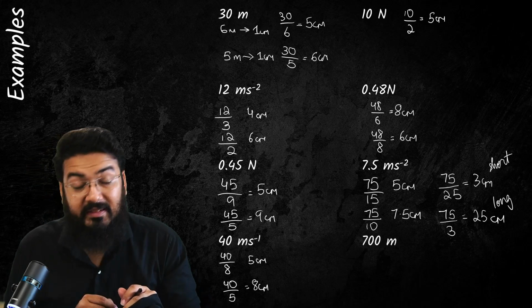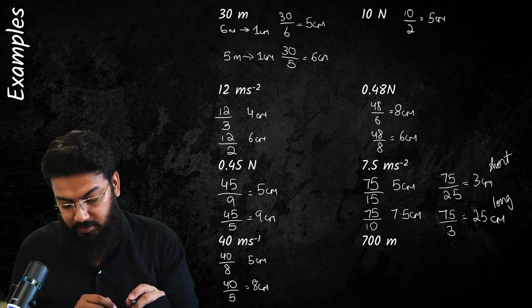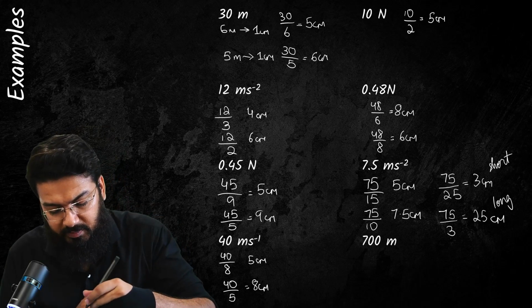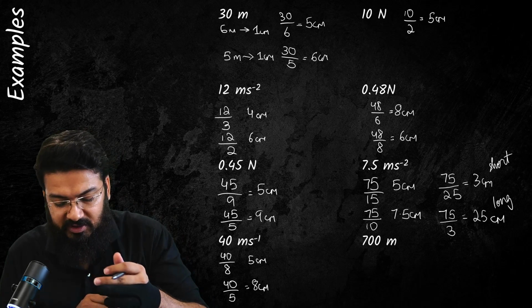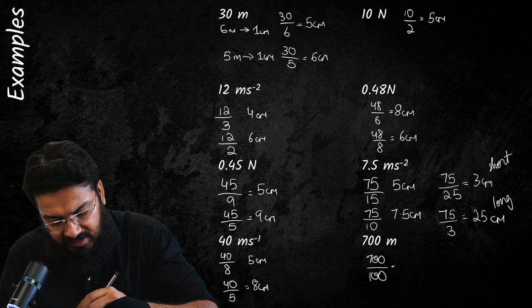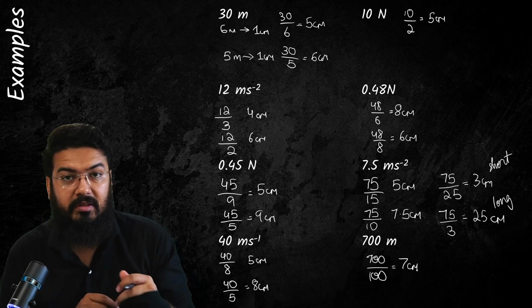All right, then you have 700 meters. Now again, you can go with 700 meters in a lot of different ways. The best one would be 100 meters is 1 centimeter. So 700 divided by 100, and that's going to give you a 7 centimeter line.